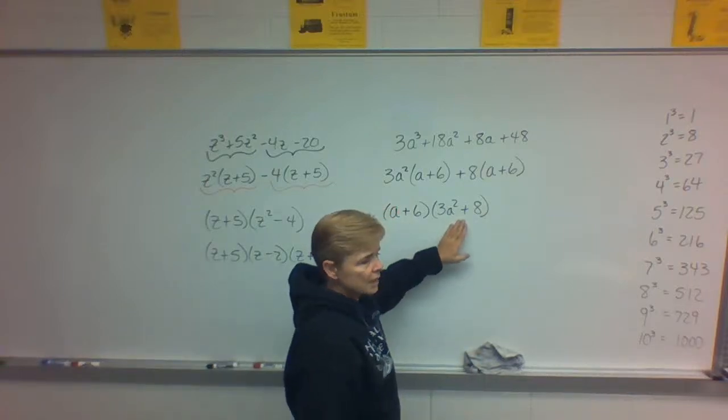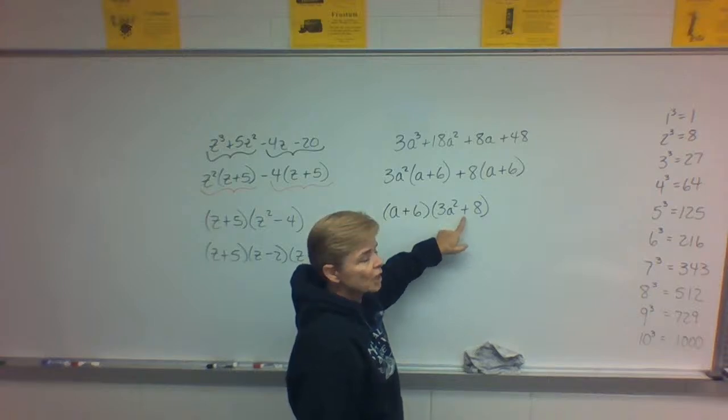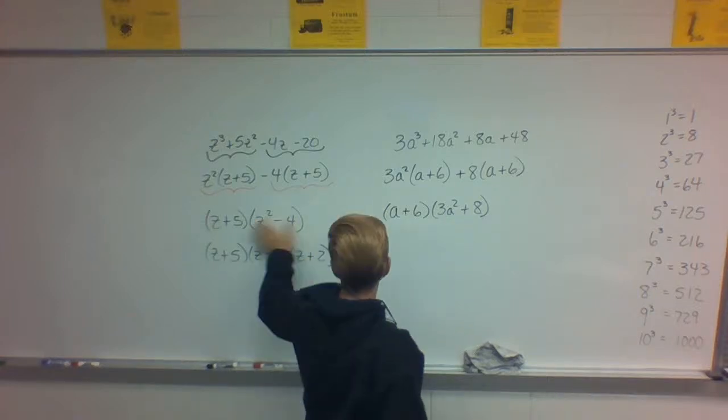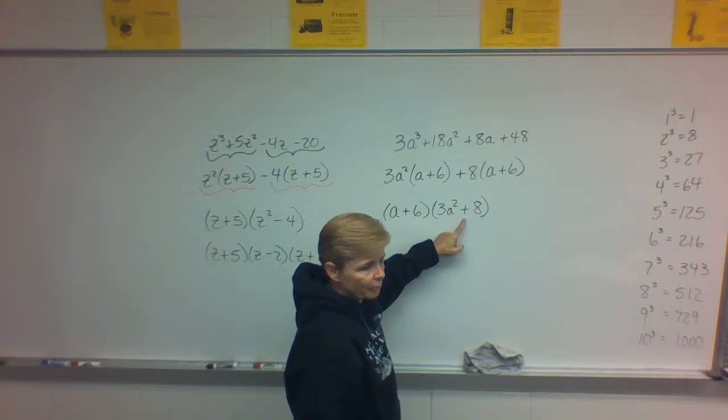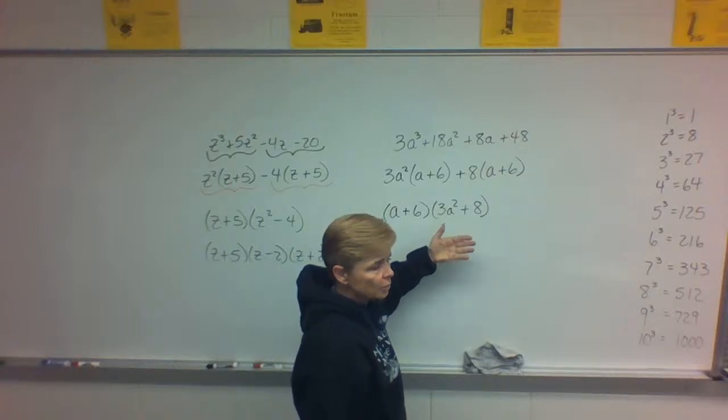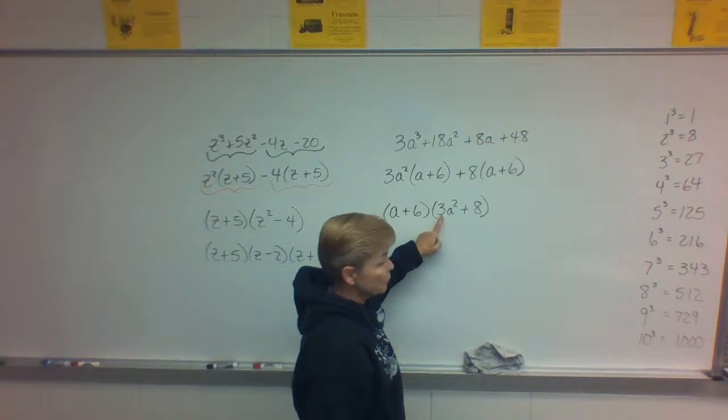Will this factor further? Is that a sum of squares? First of all, it's a sum, so it can't be a difference of 2 squares like it was over here. It can't be that because it's a sum. I don't care if these are perfect squares. If this is a plus sign, you cannot factor it. Is it a sum of 2 cubes? No. Where does it fail to be a sum of 2 cubes? The 3, not the 8.